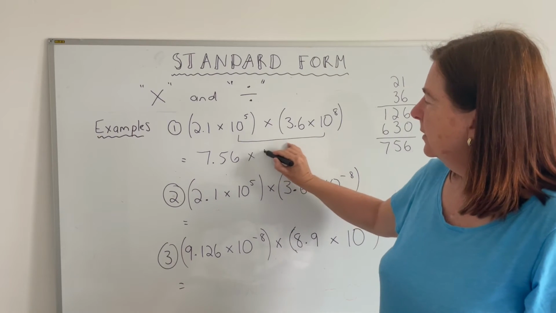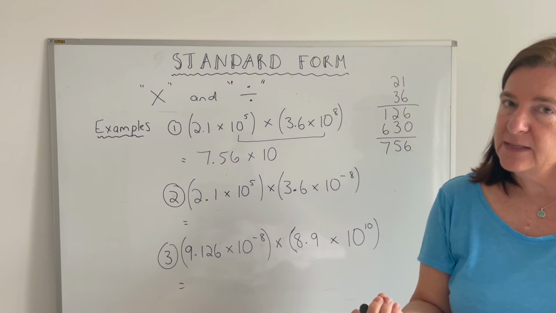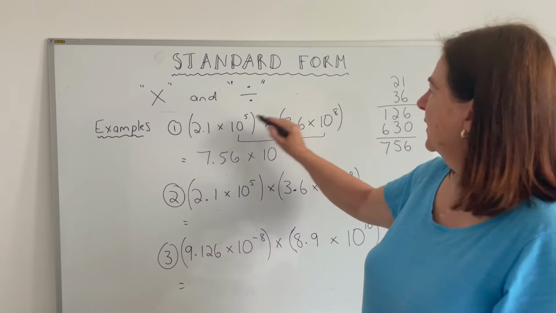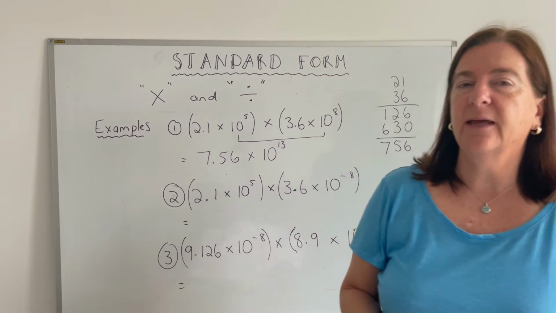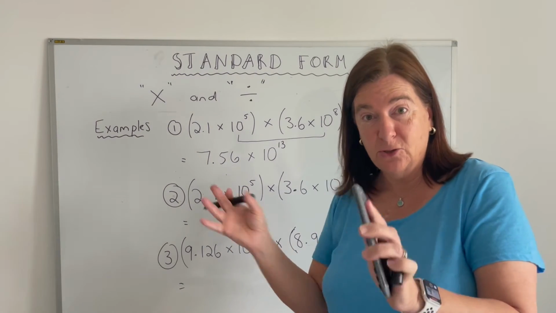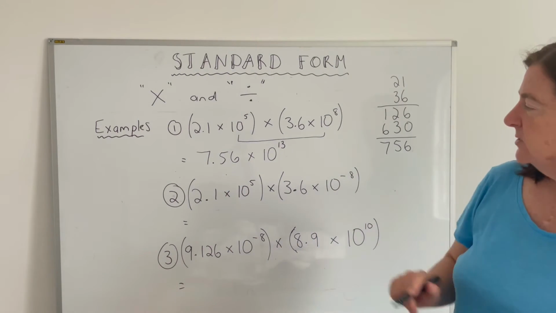And we know that the rule is you keep the base of 10 and you add the indices. 5 plus 8 is 13. And you must always double check on your calculator to see that what I'm teaching you is true. Okay, very important.